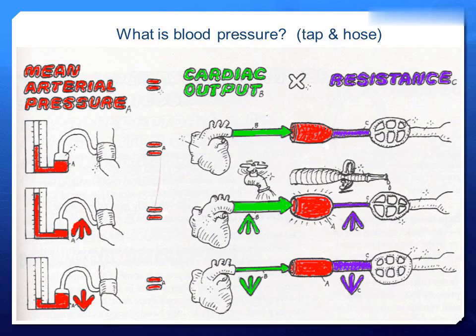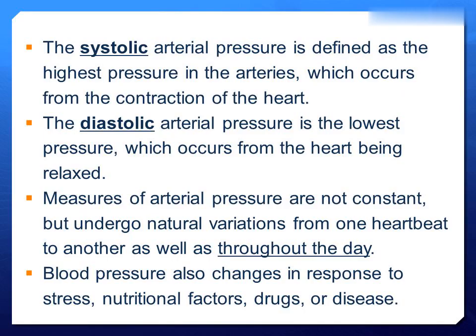What is blood pressure? Tap and hose. The systolic arterial pressure is defined as the highest pressure in the arteries, which occurs from the contraction of the heart. The diastolic arterial pressure is the lowest pressure, which occurs from the heart being relaxed. Measures of arterial pressure are not constant, but undergo natural variations from one heartbeat to another as well as throughout the day. Blood pressure also changes in response to stress, nutritional factors, drugs, or disease.